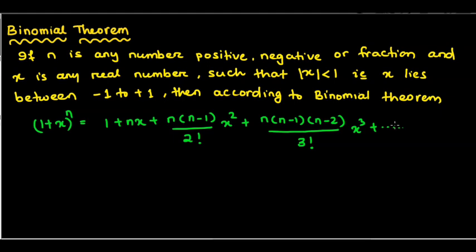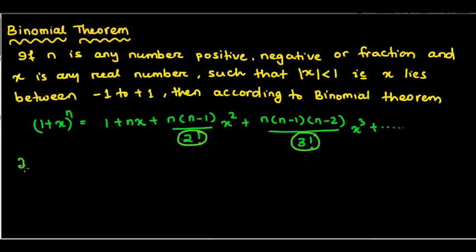Means the next term will be n into n minus 1 into n minus 2 into n minus 3 by 4 factorial into x to the power 4, like this. So look at this one. This is known as 2 factorial. This is known as 3 factorial. So if you don't know what is the meaning of factorial, first I will explain what is the meaning of factorial.